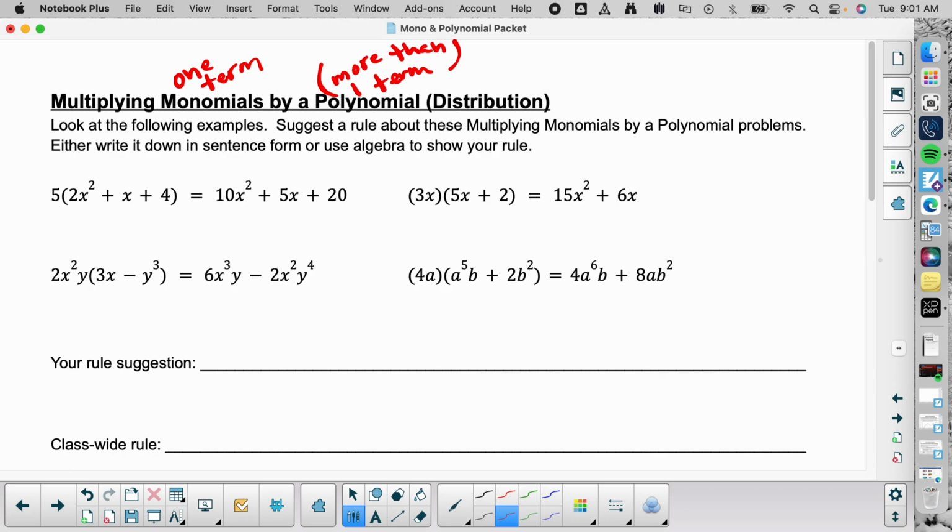So like this very first one, oh, I forgot to turn the monitor. This very first one, we've got 5 times 3 things on the inside. We're going to specifically take this one item in the front and multiply it times each of the 3, like 3 separate little problems. And we're going to write the 3 separate little problems as 3 separate answers.